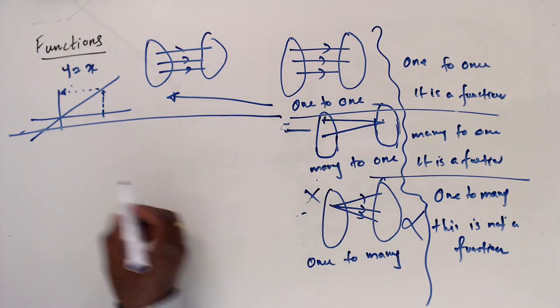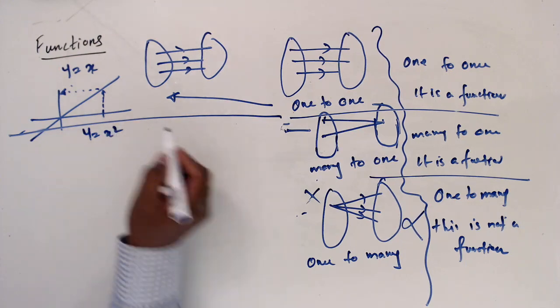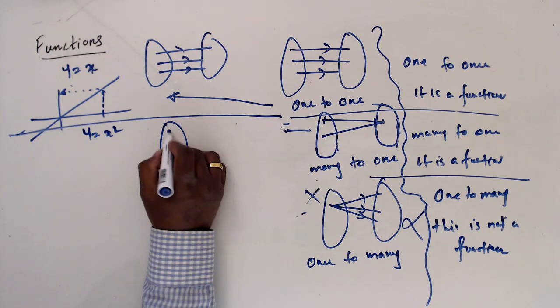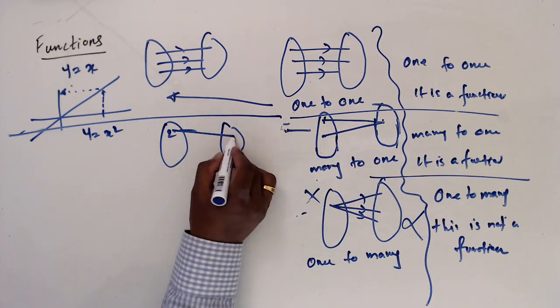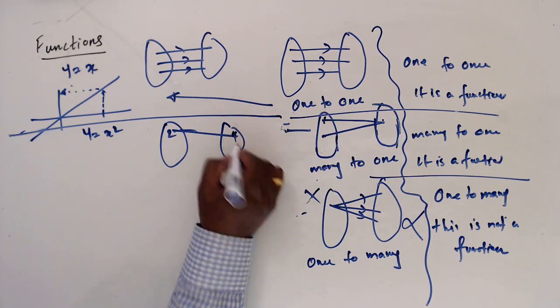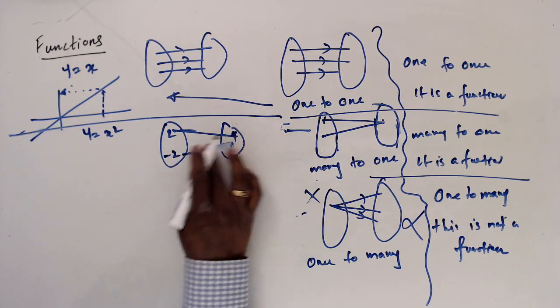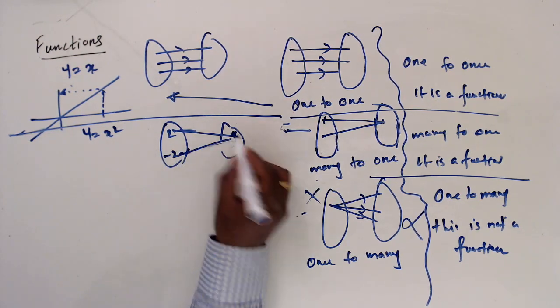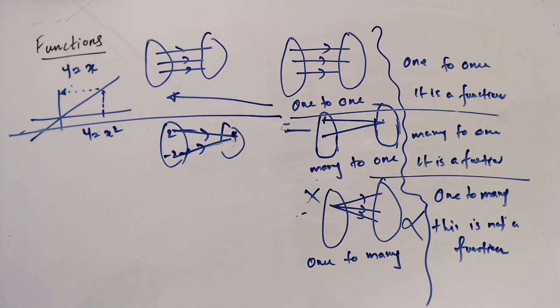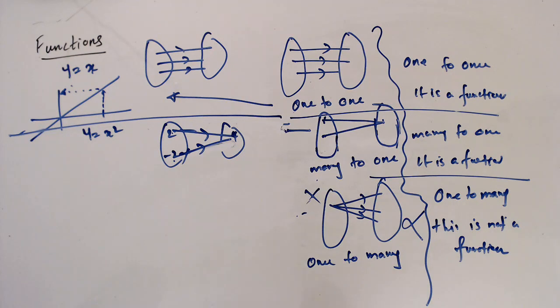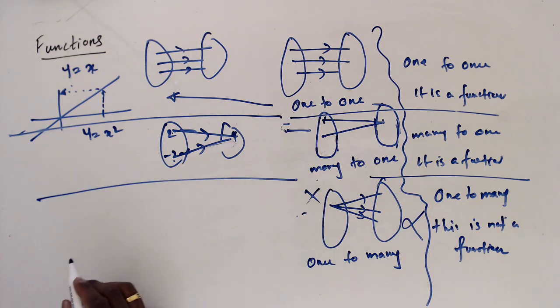And many-to-one, y equal x square. Now, when you put 2, you will get 4. When you put minus 2, still you will get 4. So if we put many, but still we will get 1. So this is an example for many-to-one.